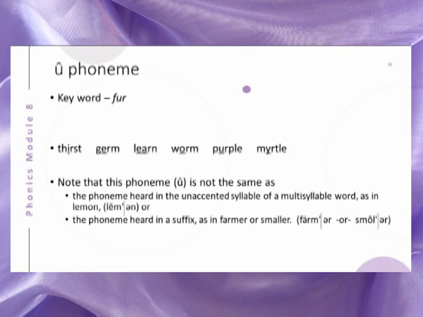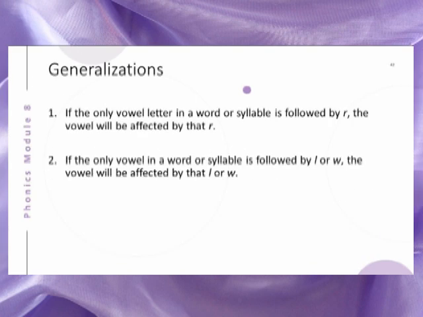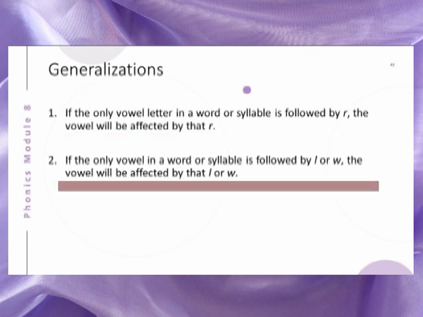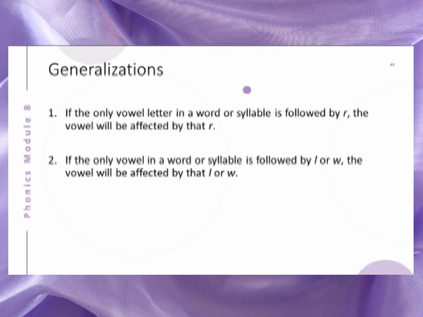Note, the phoneme we hear in fur is not the same as the phoneme heard in the unaccented syllable of a multisyllabic word, as in lemon, or the phoneme heard in a suffix, as in farmer or smaller. There are 2 broad generalizations that may be helpful in determining the pronunciation of these single vowels in unknown words. If the only vowel letter in a word or syllable is followed by an R, the vowel will be affected by that R. If the only vowel in a word or syllable is followed by L or W, the vowel will be affected by that L or W. Again, regional variations in pronunciation of these words may cause you some difficulty.